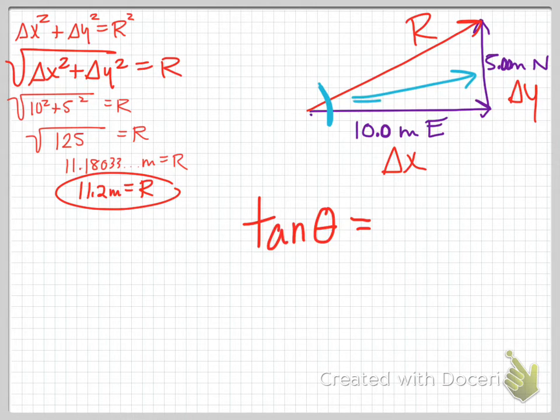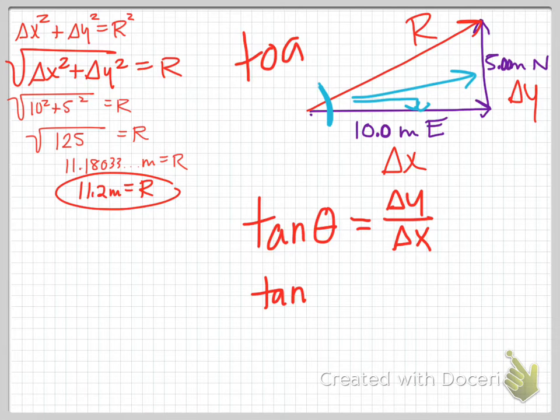I literally do this because my little pea brain can't keep track of things neatly. So tan theta equals delta y over delta x, opposite over adjacent. If you need to write TOA on your paper, you are more than welcome to. So then I'm going to write inverse tan negative 1 of delta y over delta x equals theta.